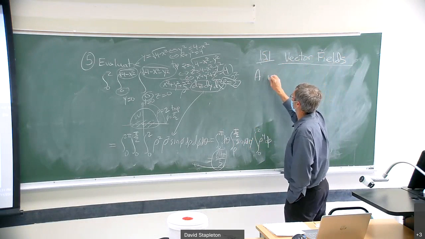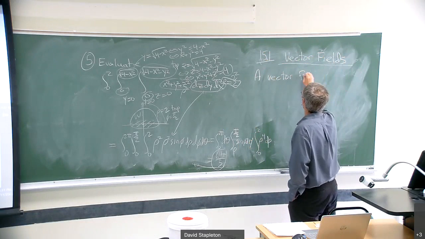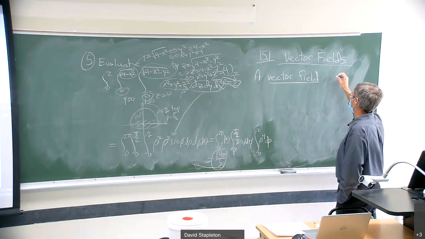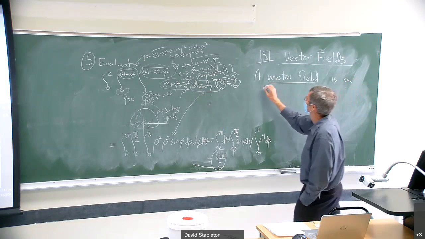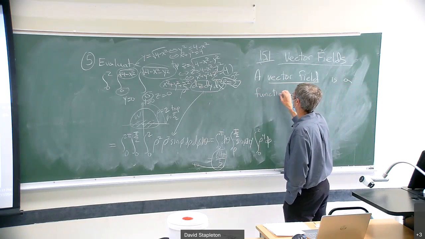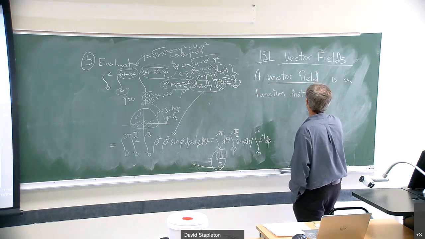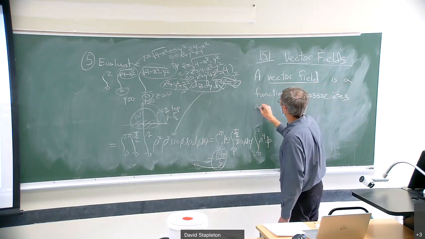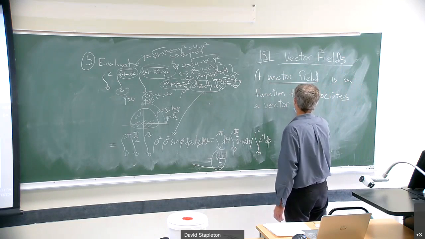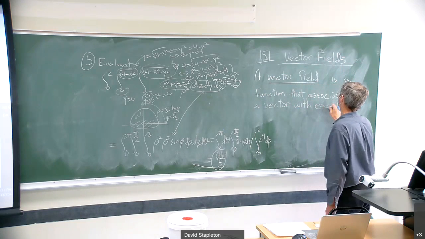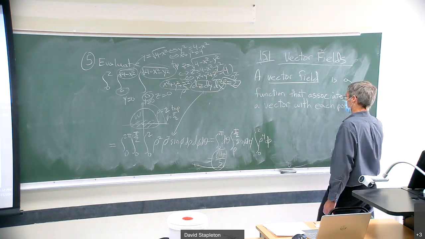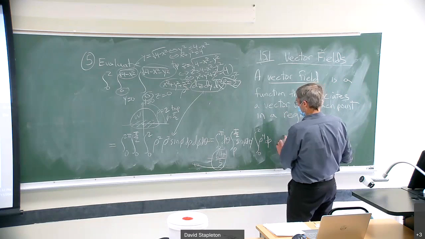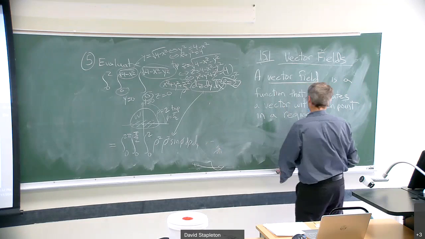What is a vector field? Anybody done these in physics or engineering? A vector field is just an association, or a function, that associates a vector with each point in a region. Words never do this justice. And it can be a plane region or a solid, I'll just say a region in space.